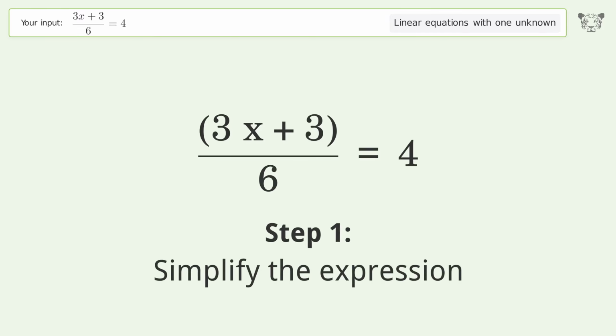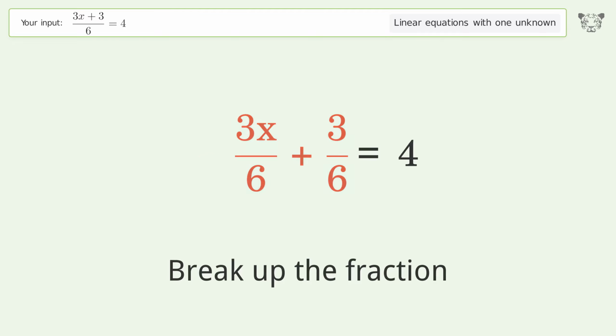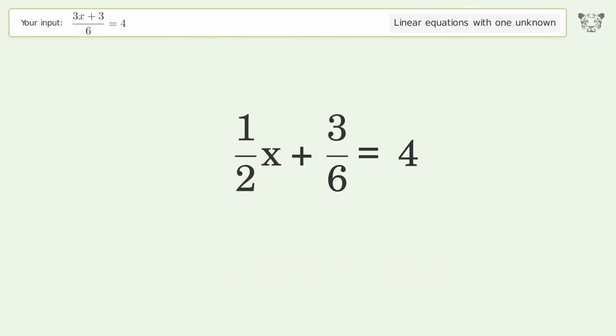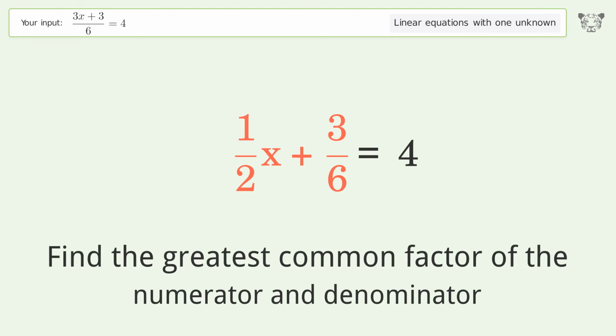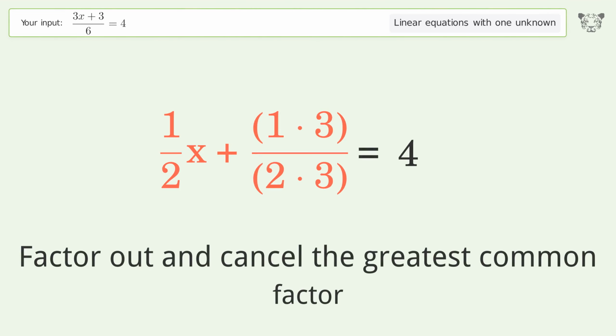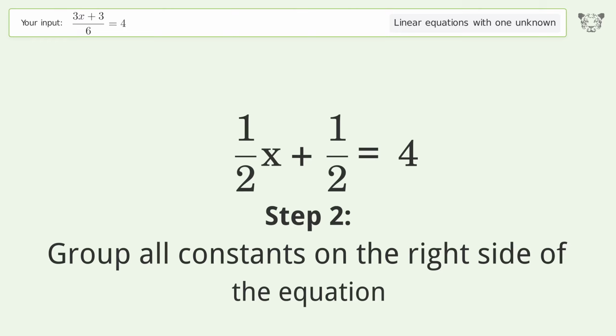Simplify the expression. Break up the fraction. Simplify the fraction. Find the greatest common factor of the numerator and denominator. Factor out and cancel the greatest common factor. Group all constants on the right side of the equation.